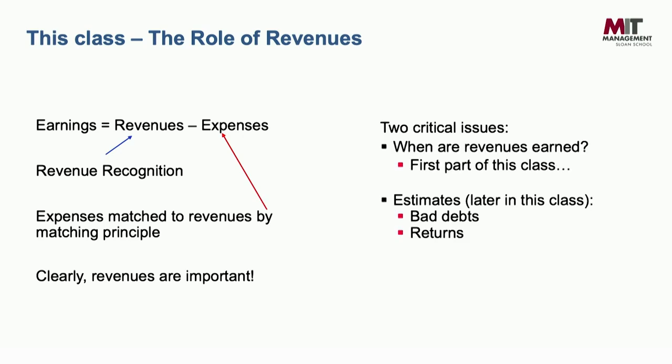So two critical issues are, when do we earn revenues, or when can we recognize the revenues? That's going to be the first part of this class. And then later on in this class, we're going to talk about estimating how much of those revenues are not going to be paid to us because they're bad debts, or how much of those revenues we're not going to make because our customers return items.